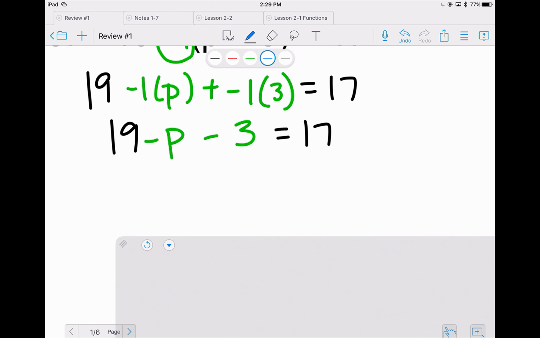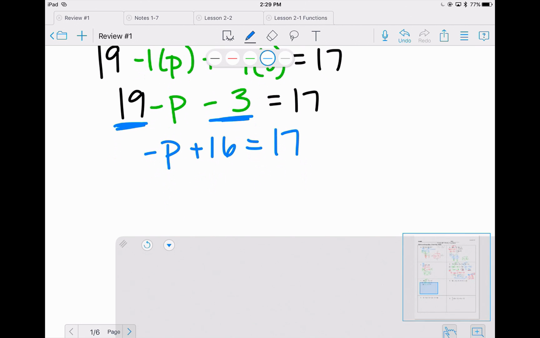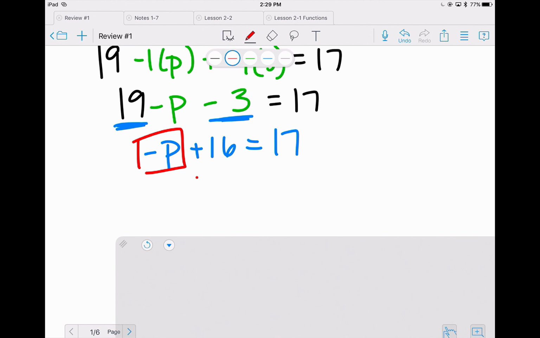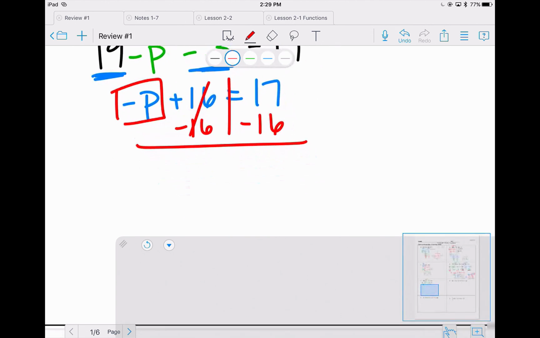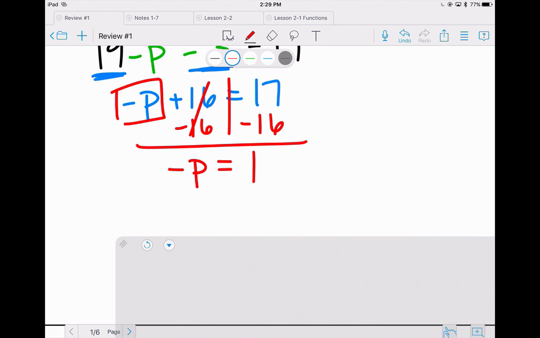Now that I've gotten rid of my parentheses, I can combine some like terms. Over here I have 19 and negative 3. So 19 minus 3 is 16. So we have negative p plus 16 equals 17, so we've just cleaned it up a little bit. Now I'm ready to move, so I move the 16 by doing the opposite because it's on the same side as p but not directly attached. 17 minus 16 is 1.